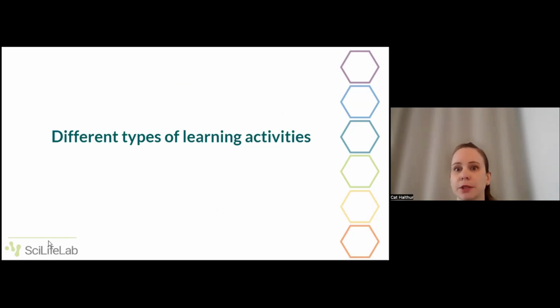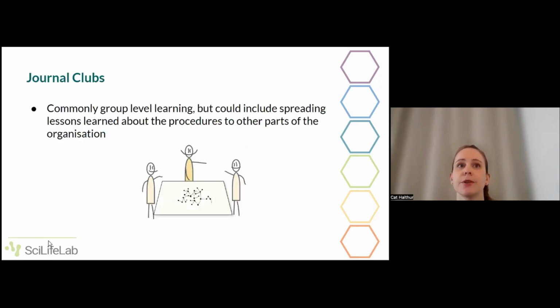So different types of learning activities that could provide this for an organization are, for example, journal clubs. Now, journal clubs are commonly group level activities. So you could include spreading lessons learned about the procedures to also spread the knowledge from your group to others. But it's a very strong technique to build at least group level learning, to create a joint mental model for the group.